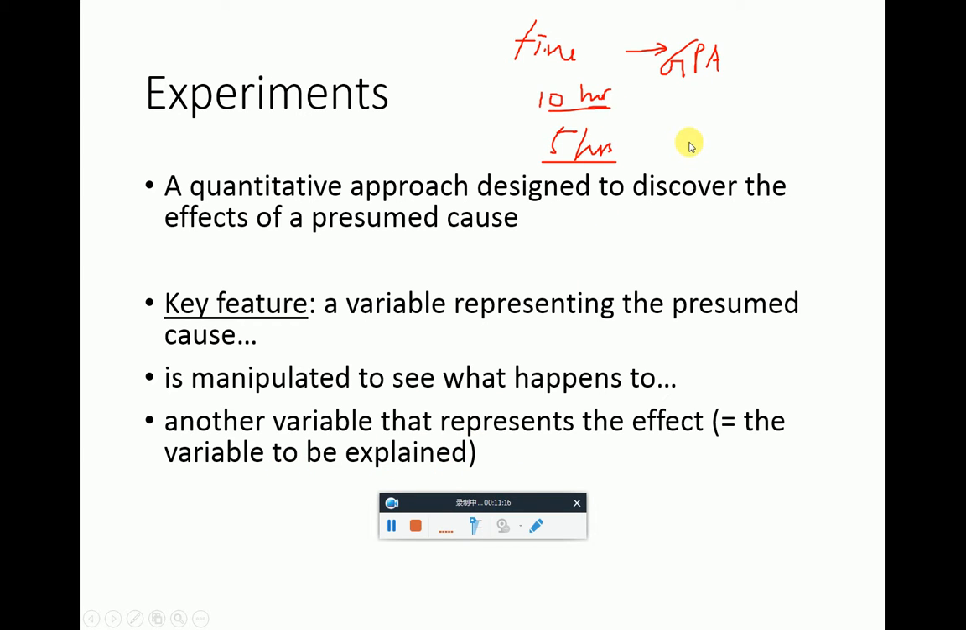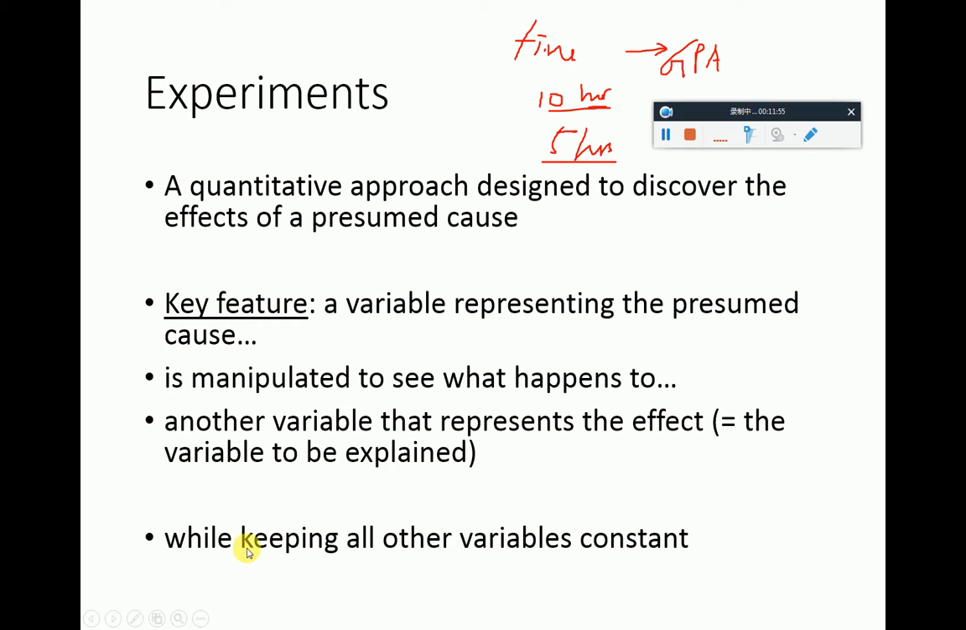And our hypothesis is that by manipulating the amount of time people spend studying, we'll be able to observe different GPAs, with the people who are made to study more hours obtaining higher GPA, and people who are made to study less hours obtaining lower GPA. Okay, so that's the idea of manipulation, and that's the idea of seeing whether the manipulation will result in the intended effects.